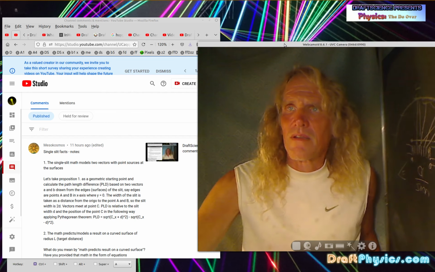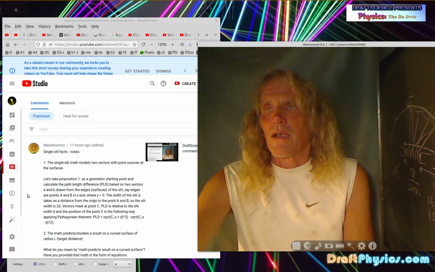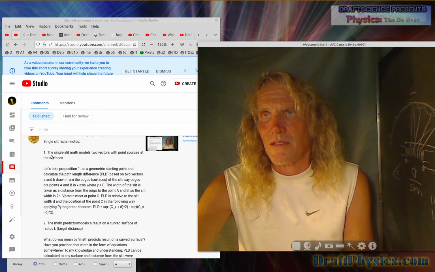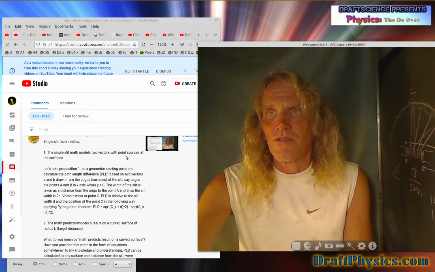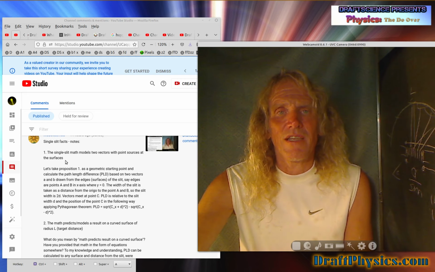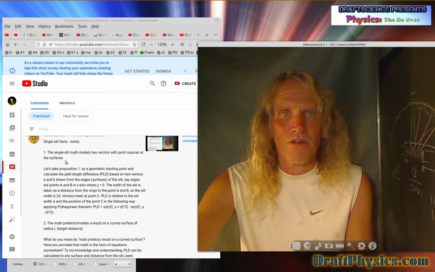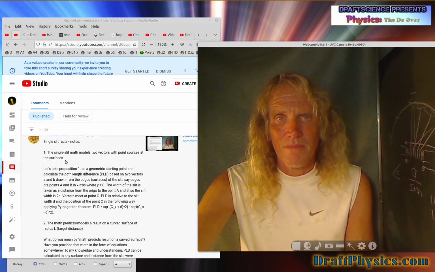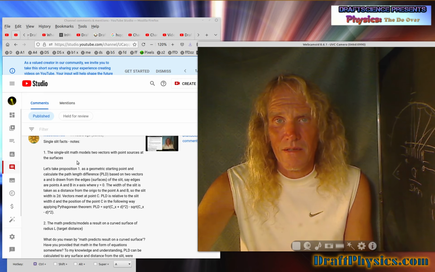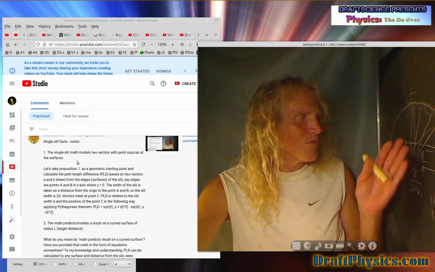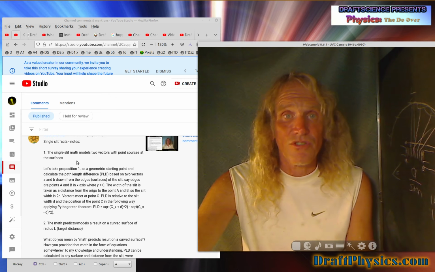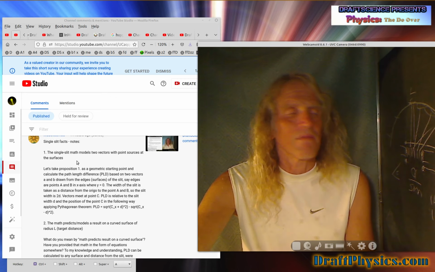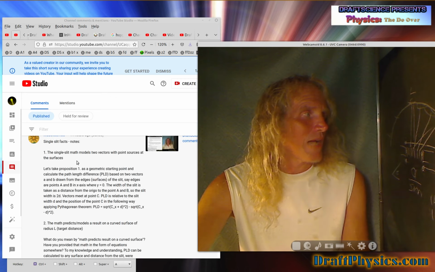I don't understand. Okay, so he repeats what I said. The single slit math models two vectors with point sources at the surfaces. What you should say here is, yes, that's absolutely correct. Because it's absolutely correct. That's what the model's doing. You're using vectors to illustrate, not necessarily an actual path taken, but the actual consequence. The math will tell you the answer.